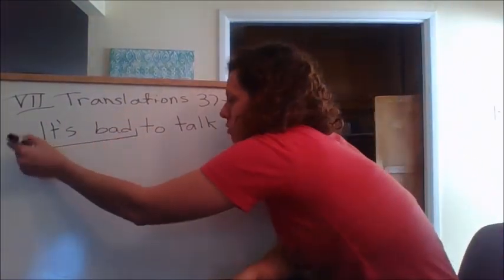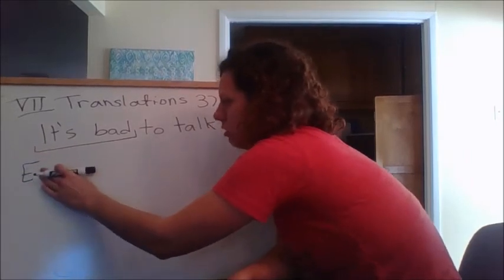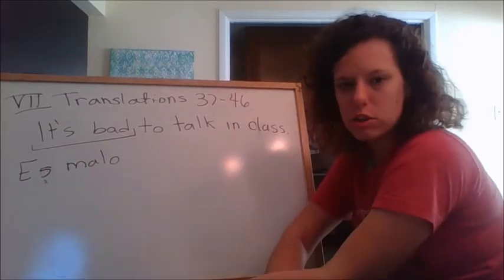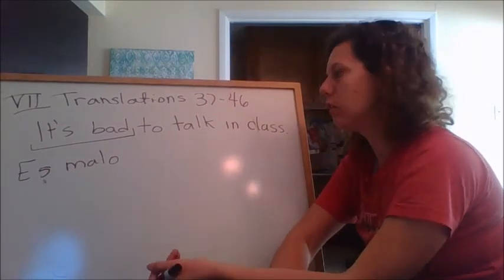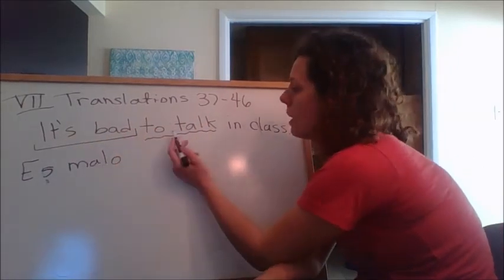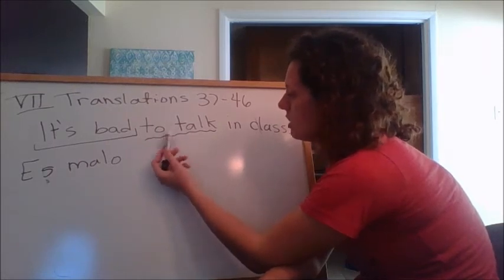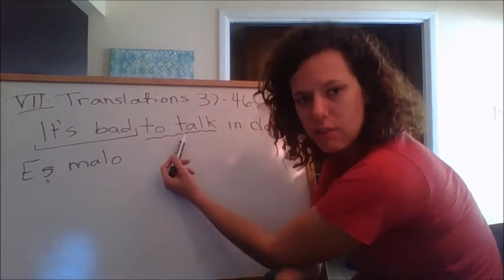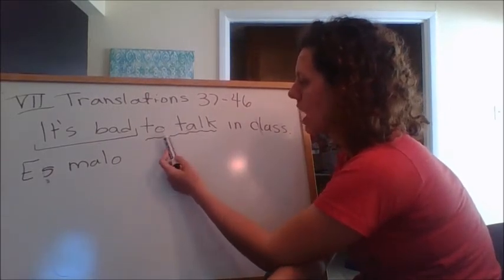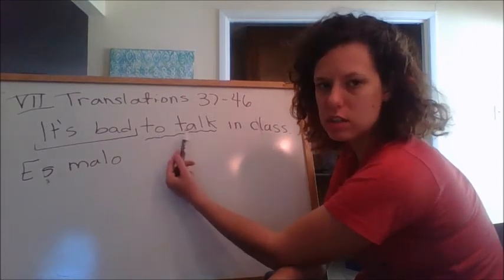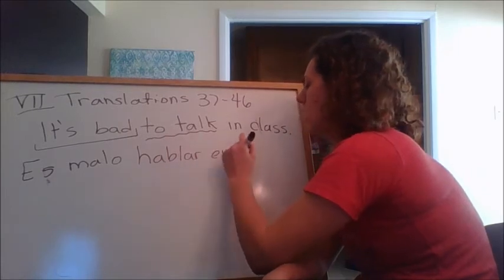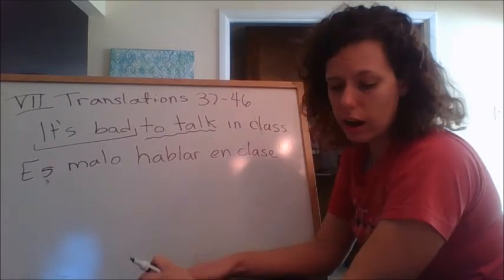So it's bad is represented by es malo. Okay? When you have an impersonal expression, then the next thing that follows is an infinitive verb. We know this not only because this is an impersonal expression, but also because what you're trying to say is to talk. And by definition, an infinitive means to verb. So because you have to and talk, you know that this has to be an infinitive. Hablar en clase. All right?